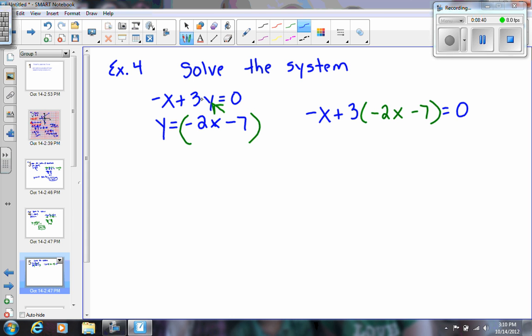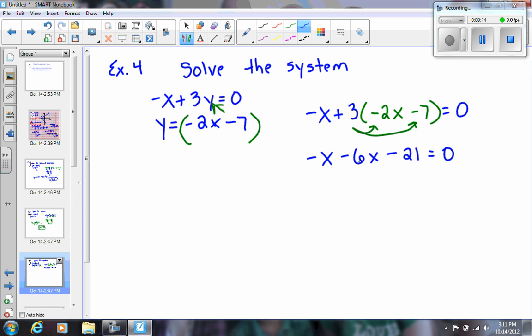Again, notice what I did. This whole thing that I wrote is the first equation. But instead of writing a y, I substituted what y is equal to. y is equal to negative 2x minus 7. So this is like having negative x plus 3y equals 0. So now I can simplify this. I'm going to distribute the 3, and we get negative x minus 6x minus 21 equals 0.